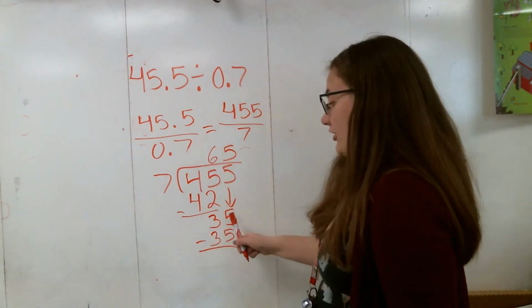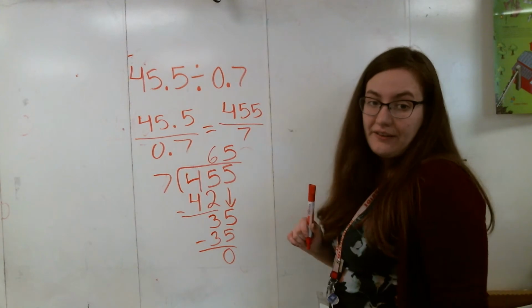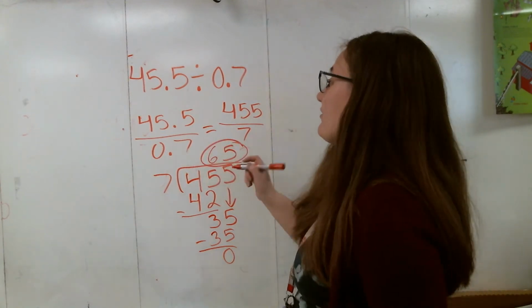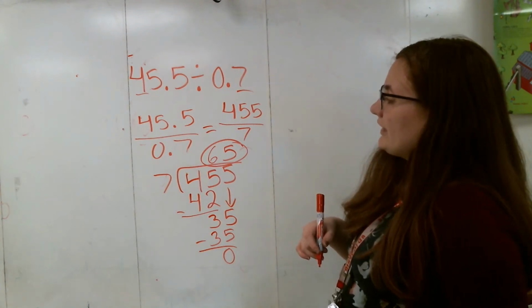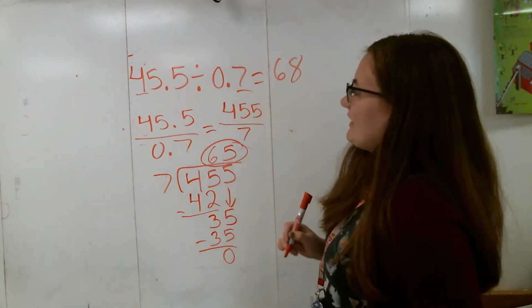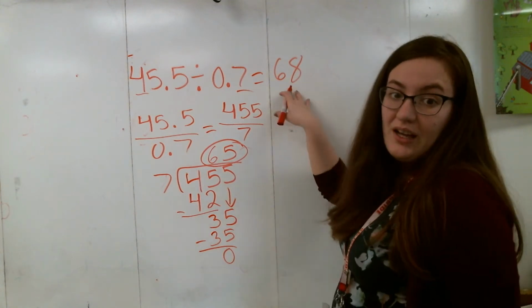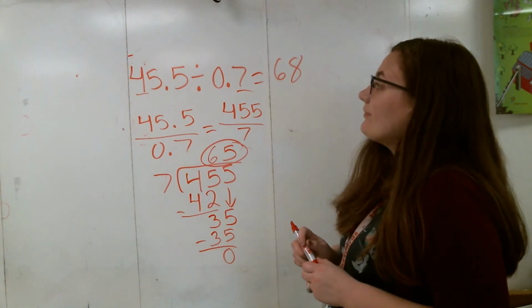I subtract 35 minus 35, which gives me a 0. And then I'm left with my final answer of 65. Again, I could check my answer. 7 times 4 will give me 28. So it's not super close, but we're at least in the same place value. So that is how these problems are going to work.